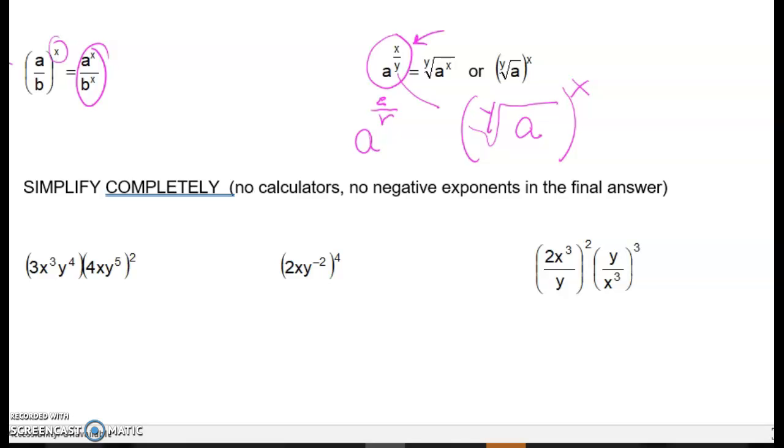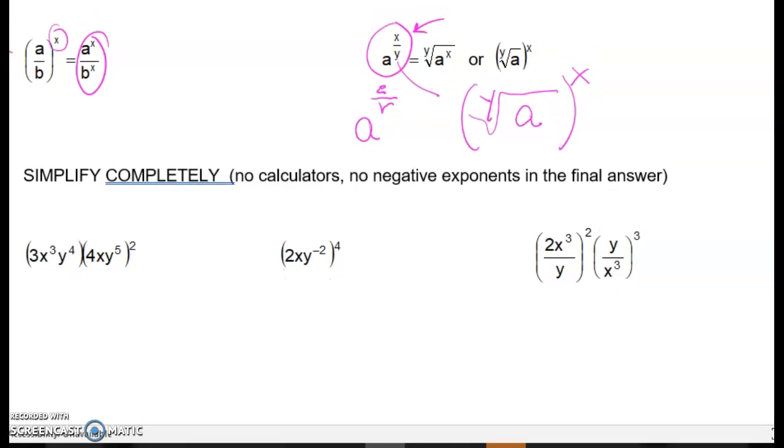And vice versa. If you had the y root of a to the x power, that would be a to the exponent over the root. That would be a to the x over y power. It's the exponent divided by the root. So that would be a to the x over y power.